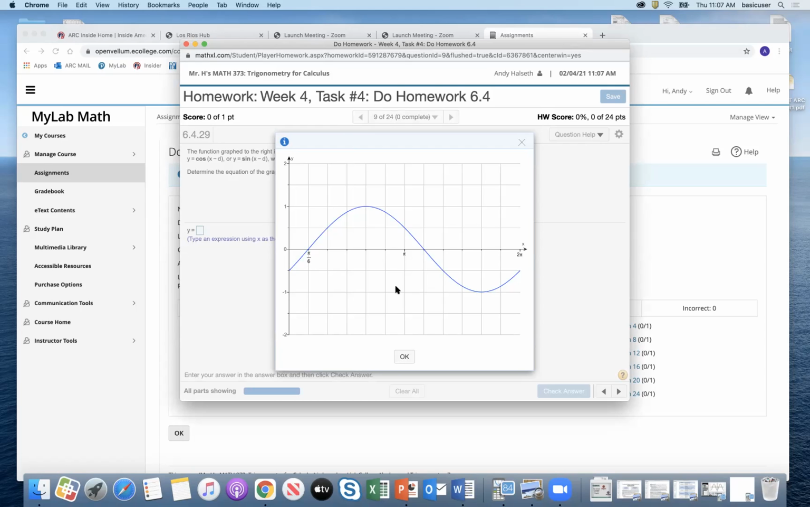There is no vertical shift because it's centered right at 0, right? So it's not above or below the x-axis or something like that. And then the phase shift to the right, pi/6 units. Okay, those 4 pieces of information are what I need to create the equation. So let me go to my notepad now and write those things down and see if we can get the answer, and then we'll come back.